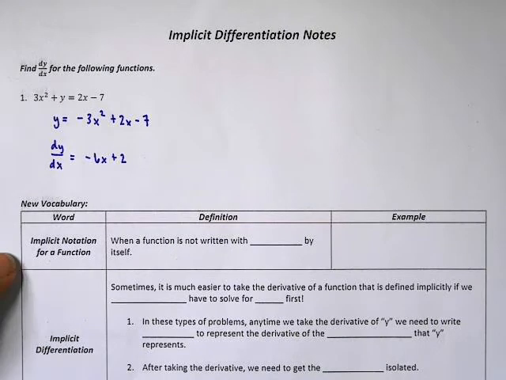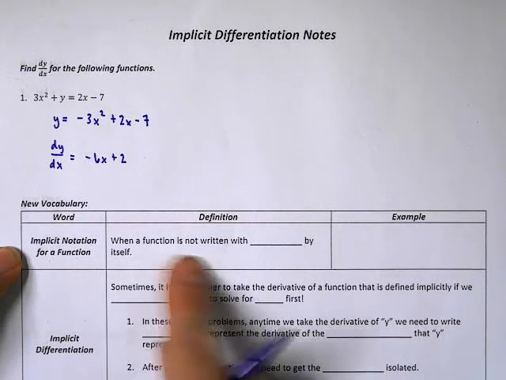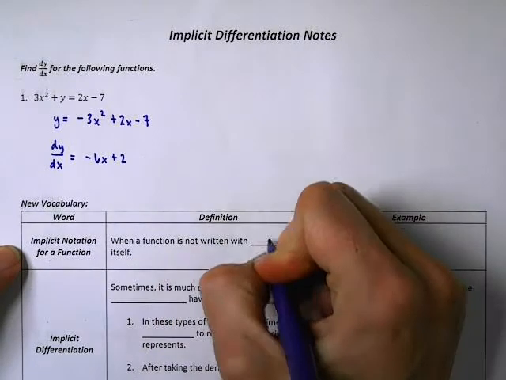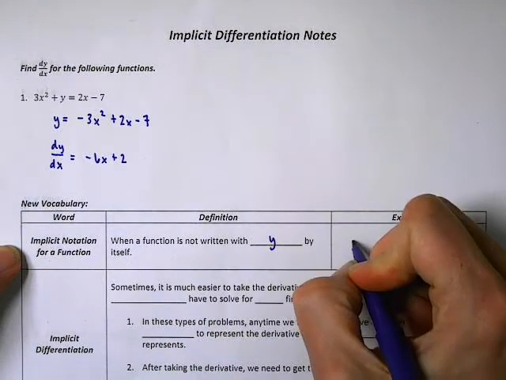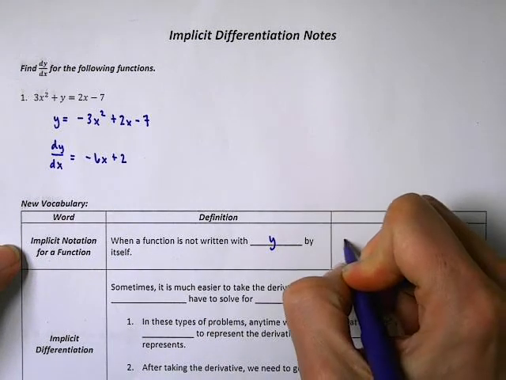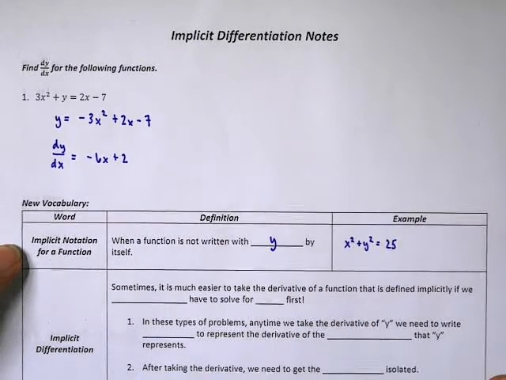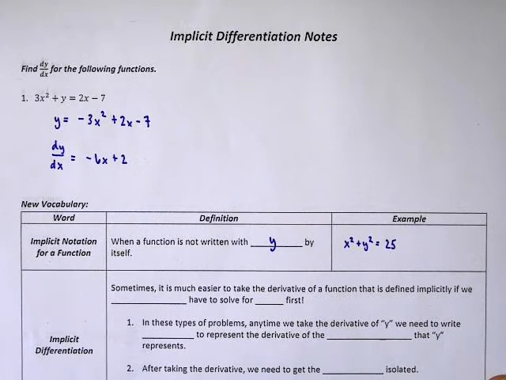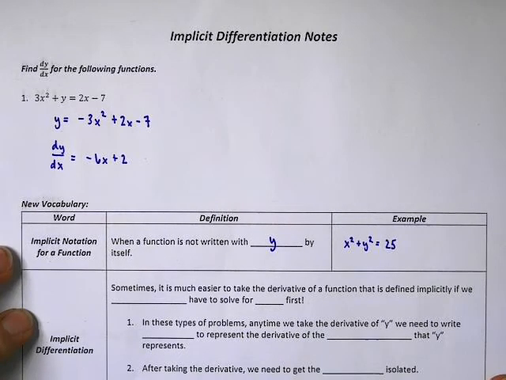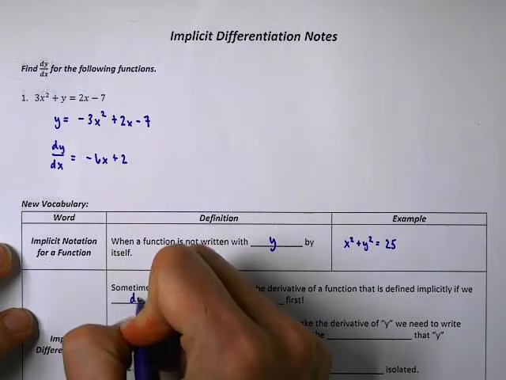Now, what we're going to start encountering is functions that are defined implicitly. We're talking about implicit notation for a function, and this is when a function is not written with y by itself. An example might be x squared plus y squared equals 25. When I look at that, I know y is not by itself. Sometimes, like up here, it's really easy to get y by itself first. However, sometimes it's much easier to take the derivative of a function that's defined implicitly if we don't have to solve for y first.